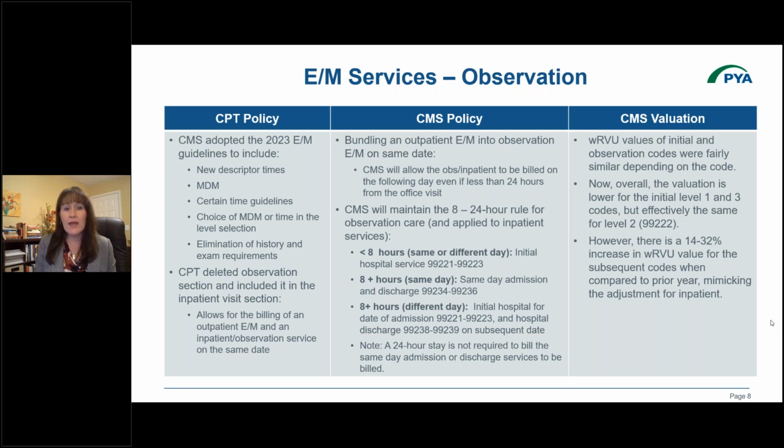If you have more than 8 hours and the patient is discharged on a different day, then you can use the discharge codes in addition to the normal admission codes, the 99221 through 99223, and then the discharge code separately. So everything's going to hinge around whether it's less than 8 hours or more than 8 hours, and is it the same day or a different day?